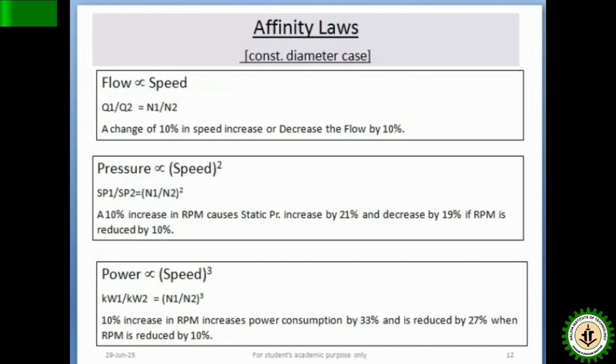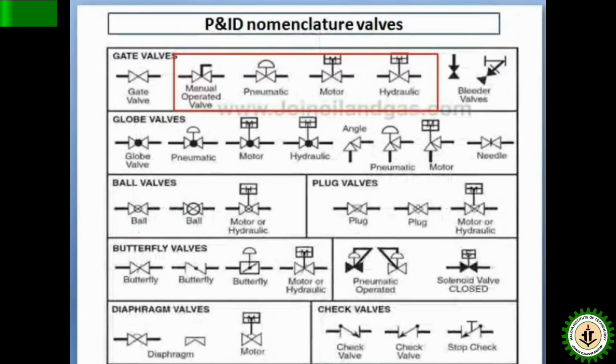Affinity law is often asked in interviews. If you change the diameter of the pump or the speed of the pump, how will the flow vary, how will the pressure vary, and how will the power vary? This is also a very commonly asked interview question. Please remember this affinity law also. So I explained the Hagen-Poiseuille equation and the affinity law. Now I'll show you the pump performance curve, how it looks, before going to another part.